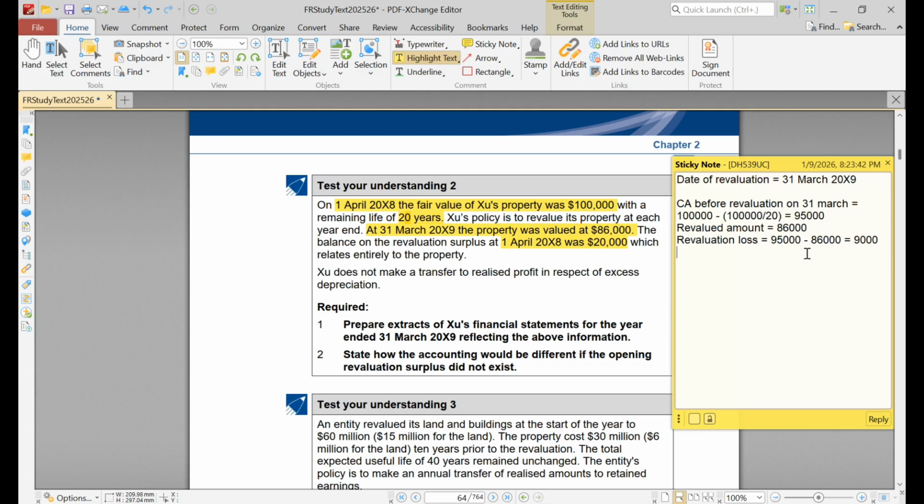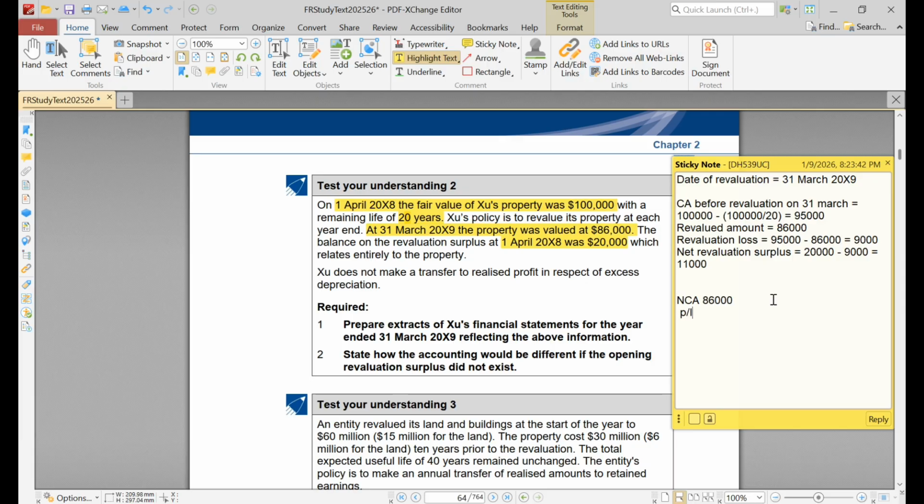9,000 is a revaluation loss, but there is already a revaluation surplus of 20,000. So the net revaluation surplus would be 20,000 minus 9,000, which would be 11,000. All right. So basically, the non-current asset we have revalued to 86,000. So the value of non-current assets would now be 86,000.